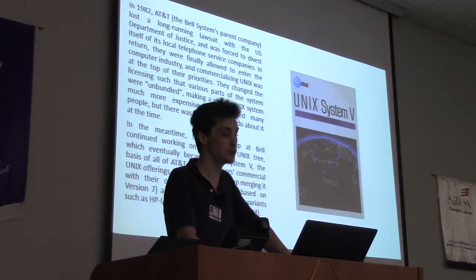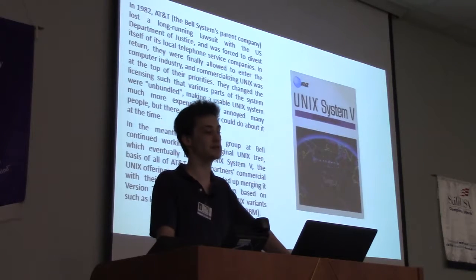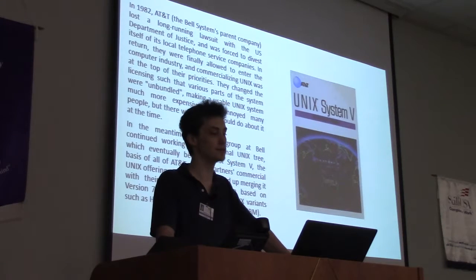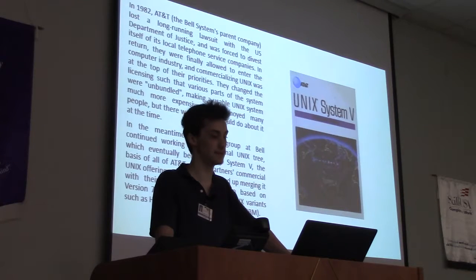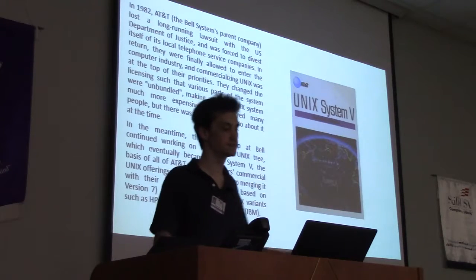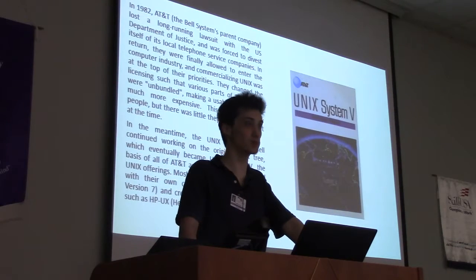In 1982, AT&T, the Bell Systems parent company, lost a long-running lawsuit with the U.S. Department of Justice and was forced to divest itself of its local telephone service companies. In return, they were allowed to enter the computer industry, and commercializing Unix was at the top of their priorities. They changed the licensing such that various parts of the system were unbundled, making a usable Unix system much more expensive. This annoyed many people, but there was very little anybody could do about it.